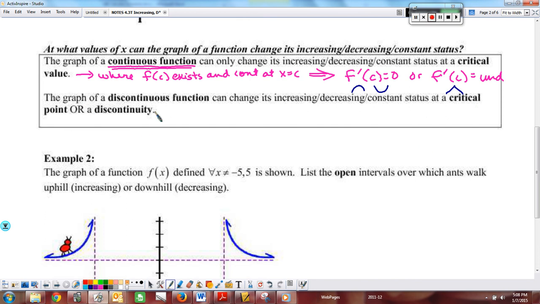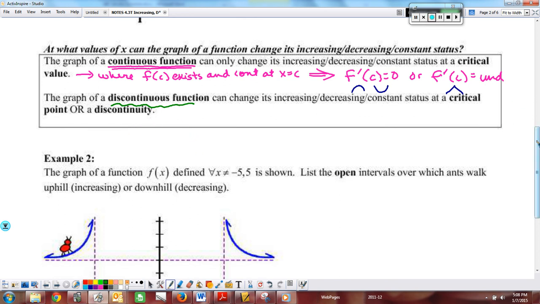All right, now the graph of a discontinuous function, we want to talk about that separately. You can also change increasing to decreasing status at a critical point or a discontinuity, because your function can, on one side of the discontinuity, be increasing, and on the other side be decreasing.